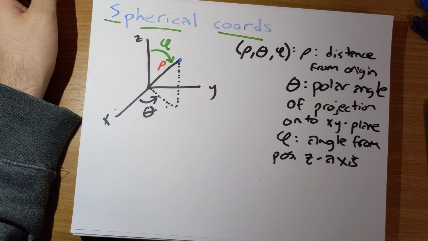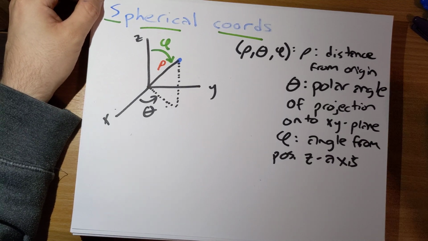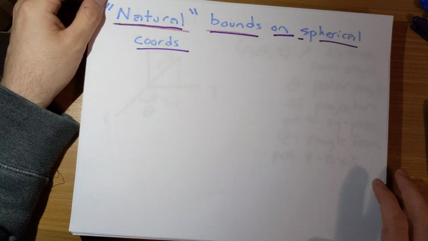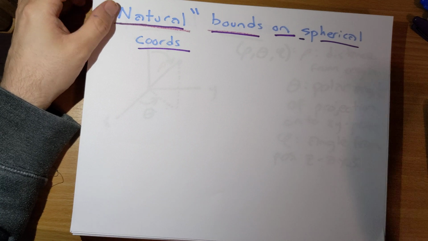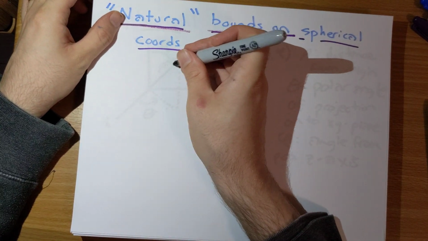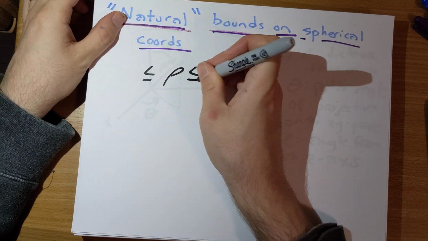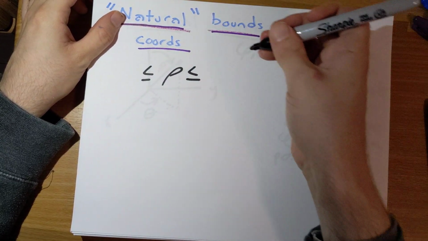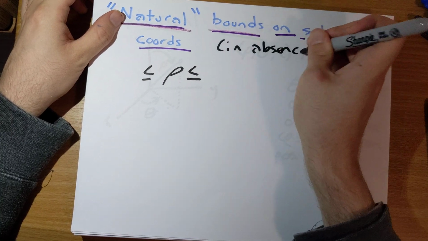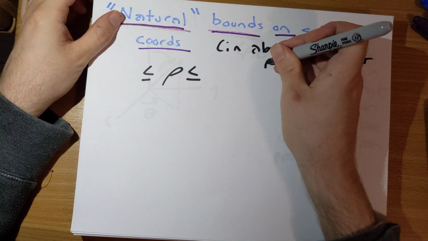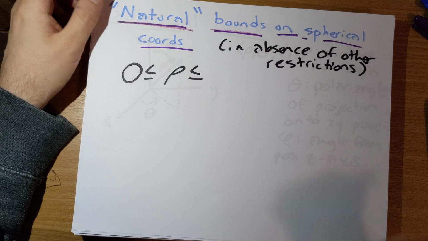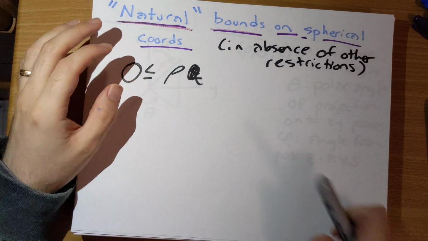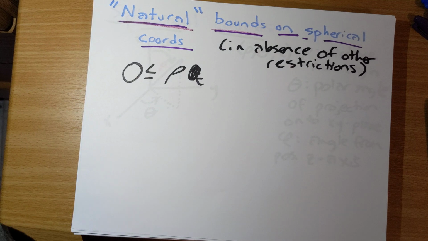And so an important point that I want to make here before I say anything else is I want to talk about natural bounds on spherical coordinates. What are the natural bounds of spherical coordinates in absence of other restrictions? So rho is always going to be non-negative. You usually have an upper bound on rho, but rho always has to be non-negative. Rho can never be negative.